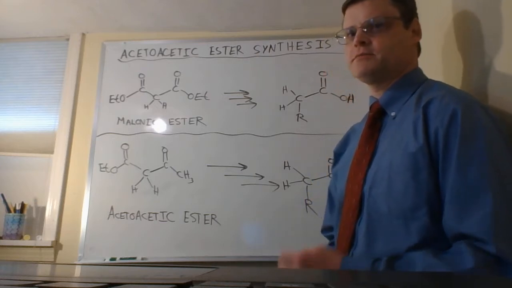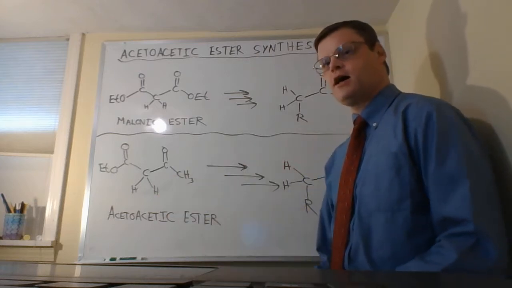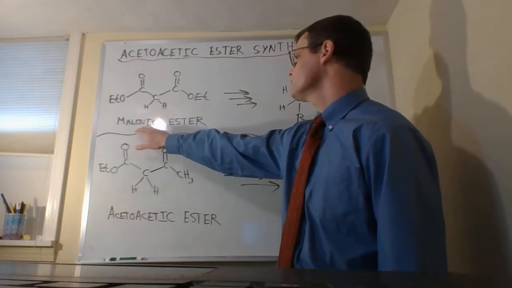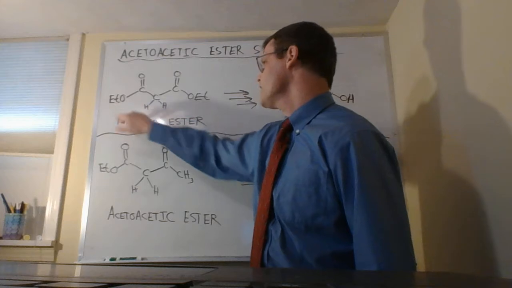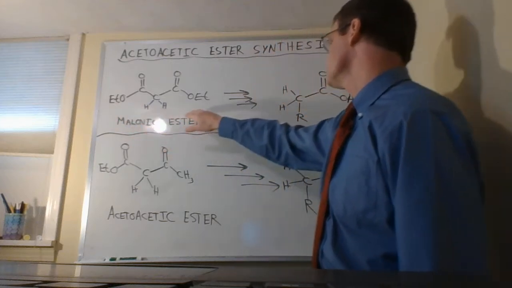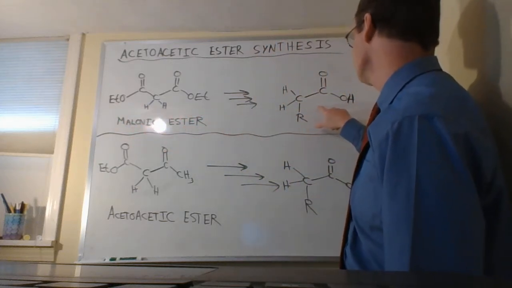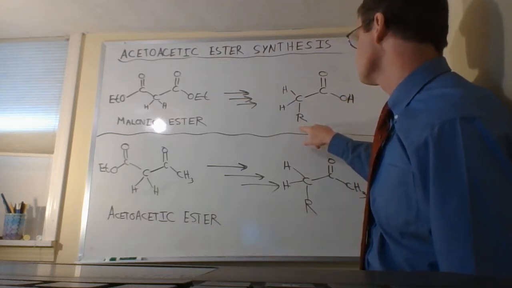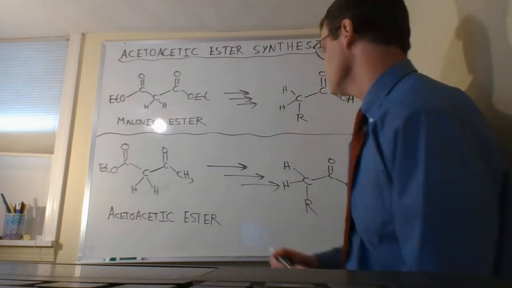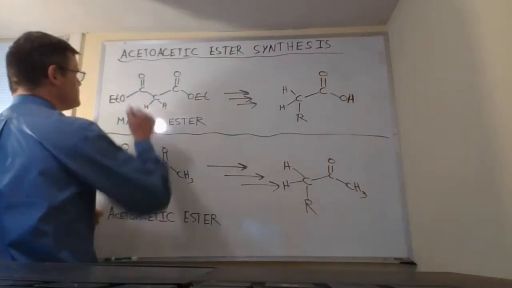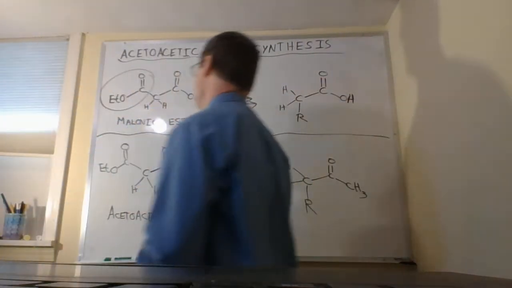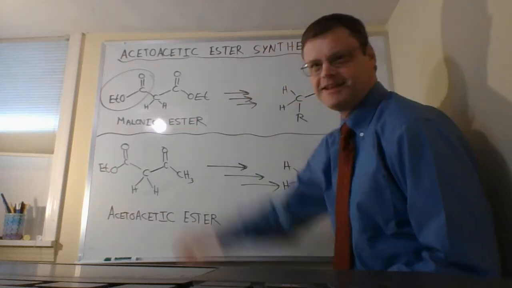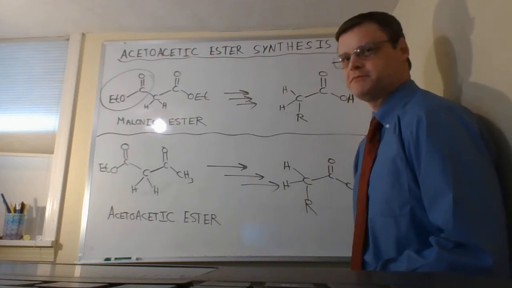Okay, so let me give you a little overview and then I'll give an example or two. So malonic ester, we have this diethyl ester. Subject it to a bunch of steps and we get to this alpha alkylated carboxylic acid. So we're losing that chunk there, and we're turning this into a hydrogen, and we're alkylating that middle carbon.